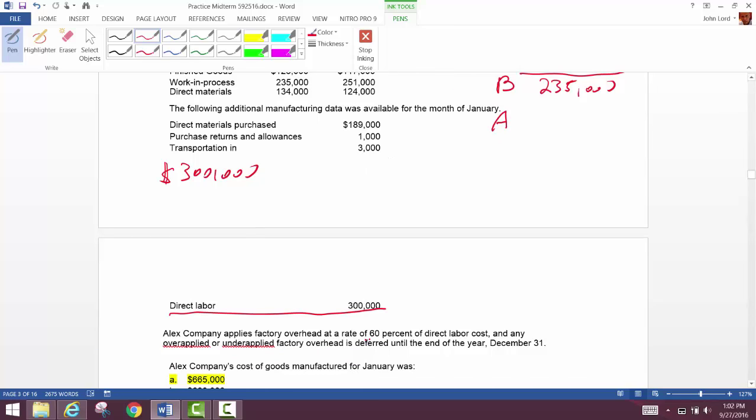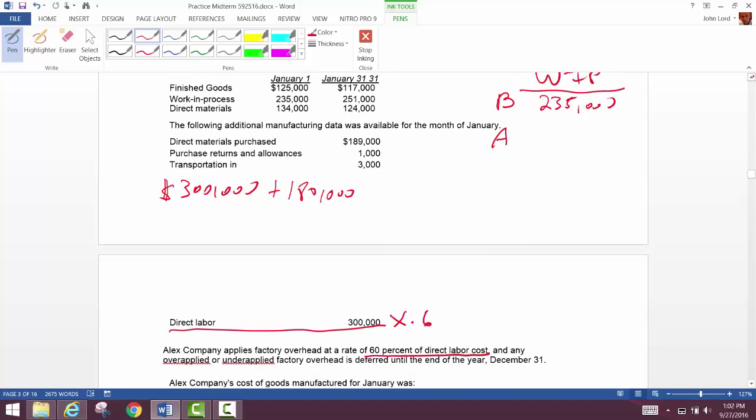How about the overhead? Overhead, they tell me, is 60% of my direct labor cost. So that means it's what? 300,000 times 0.6 is 180,000. Okay, good. Now I just have to come up with my direct materials, don't I? Okay. But they made me work a little bit here for direct materials. I have my beginning balance, so now I'm going to have to analyze direct materials.